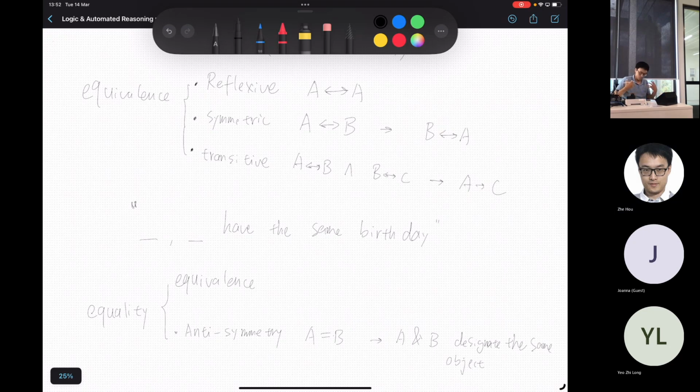That's what's on top of equivalence. So this same birthday relation is not an equality relation. Just because I and Tessa have the same birthday doesn't mean we're the same person. So equivalence may not be an equality relation. There's a slight difference there.